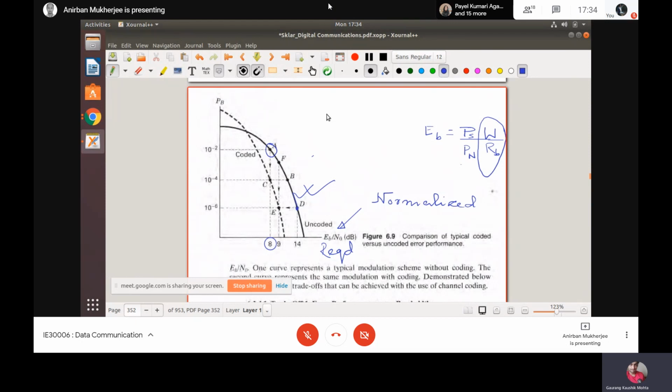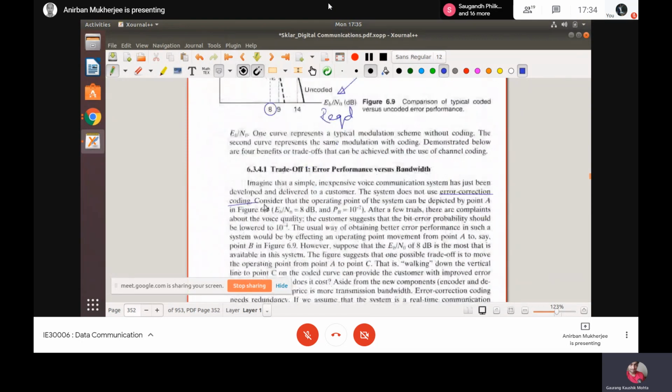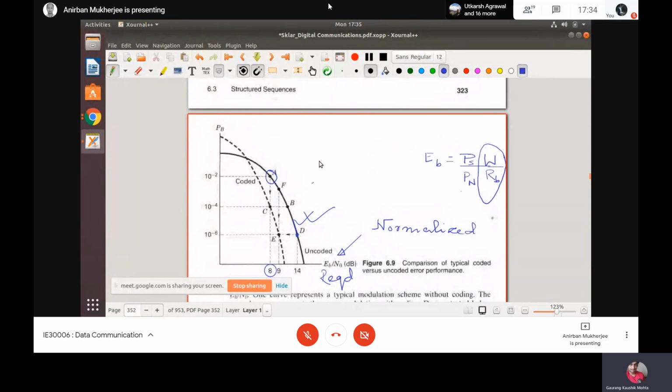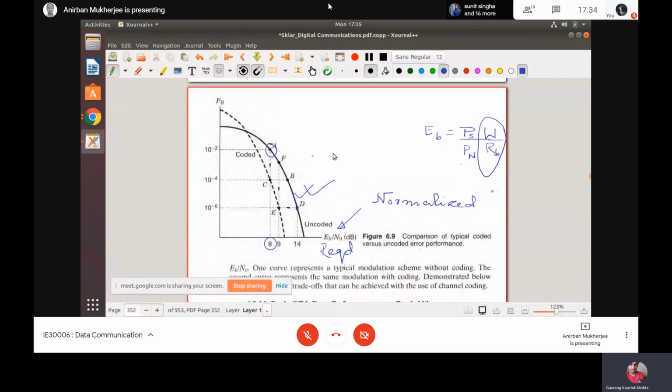10 to the power minus 2 means each 100 bits, 1 error. So 10 to the power 6 means how much? 10 to the power 6 by 10 to the power 2 is 10 to the power 4. That is 10,000 bits in error in 1 Mbps data. So that means it's a huge error. Now say after a few trials there are complaints about the voice quality. Why? Because in 1 Mbps data, if 10,000 bits are garbled, there must be a complaint from the customer that your voice quality is not good.